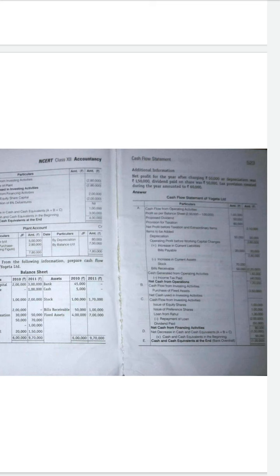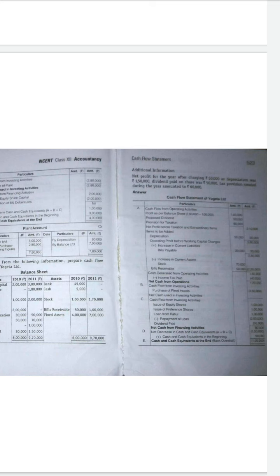So for the increase in current assets, we have to see the current assets. Current assets are stock, cash and bank, bills receivable. There are four assets, no? Bank, cash, stock and bills receivable are the current assets. You have to compare the previous year and the current year, and calculate whether there is an increase or decrease in the current assets. In the stock and the bills receivable, there is an increase in current assets. So you have to take the difference amount.